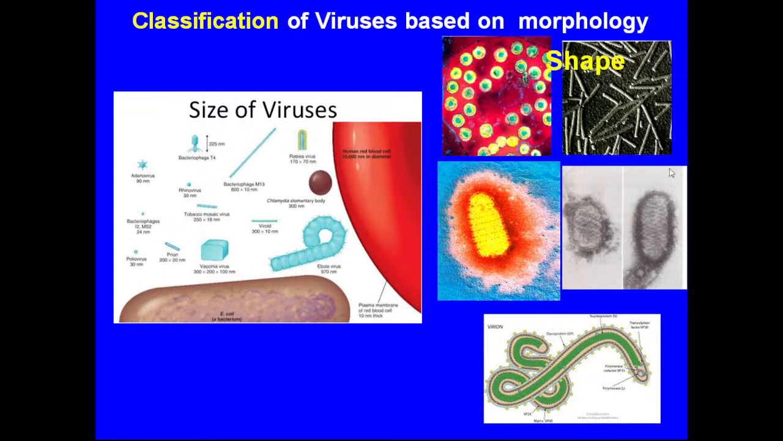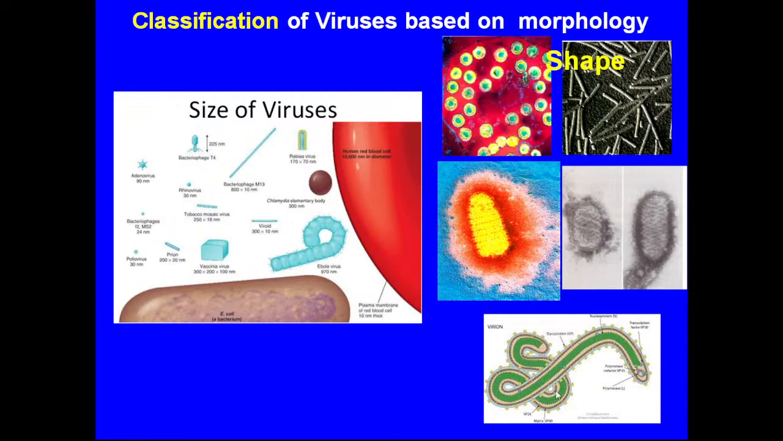Then the viruses can be classified according to shape. You can see how they look under the electron microscope. Mostly they look spherical. Some of them may look rod-shaped, and that's mainly the plant viruses. We don't see this type among animal or human viruses. Then they can be bullet-shaped like rabies virus, or brick-shaped like pox viruses, or filamentous like Ebola virus.